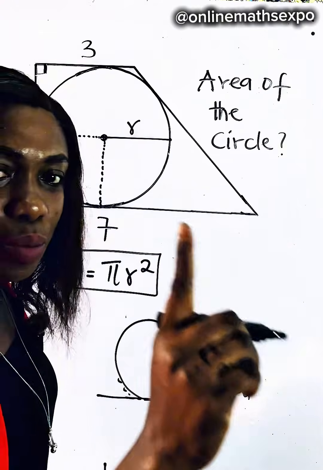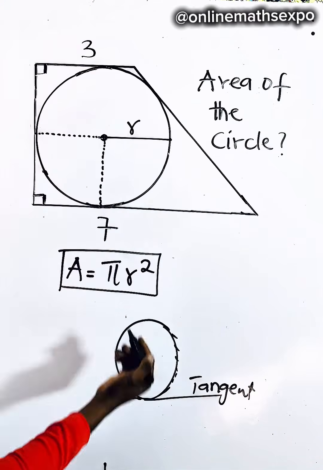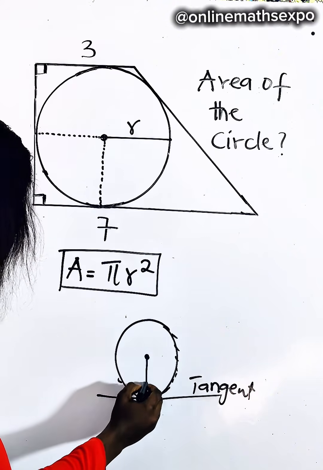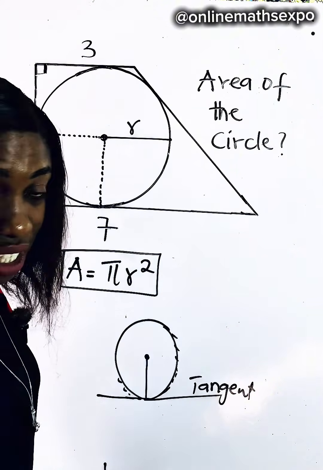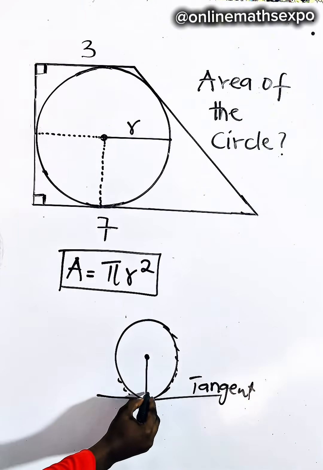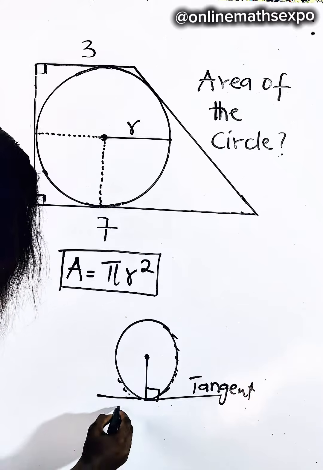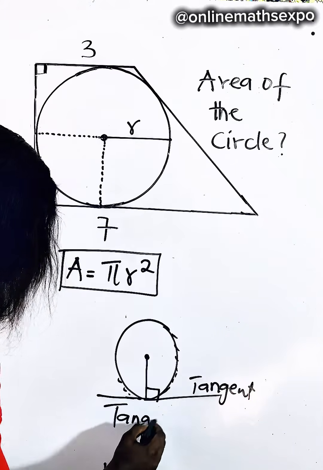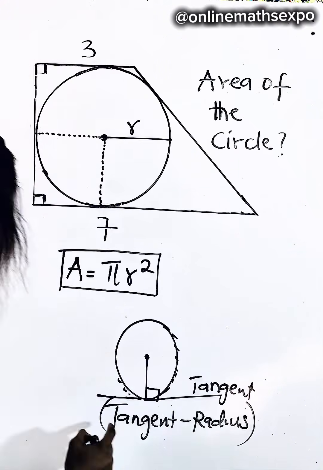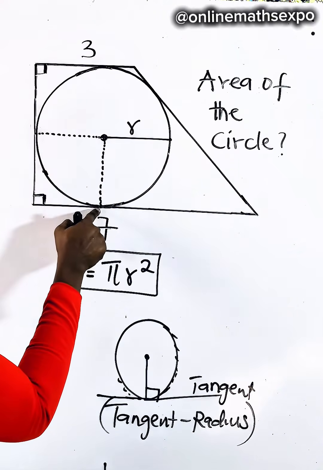Now, there is something special about this radius. You know that if this becomes the center, the line from the center touching the circumference, we say is radius. And when this radius comes in contact with the tangent, it always makes angle 90. We say the tangent and the radius theorem.